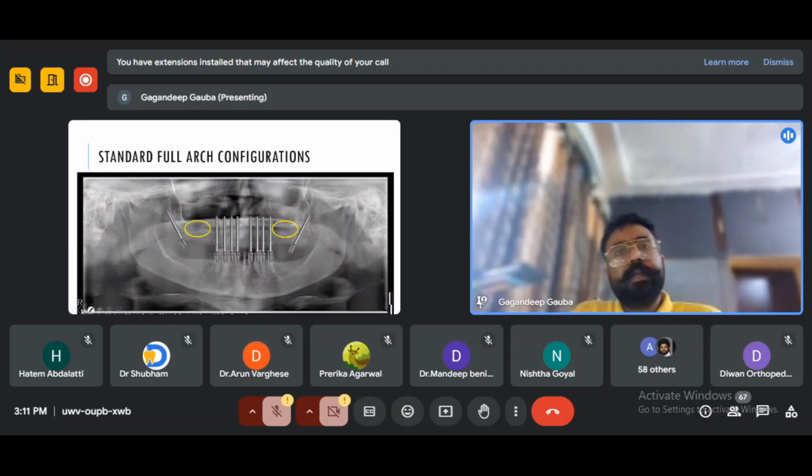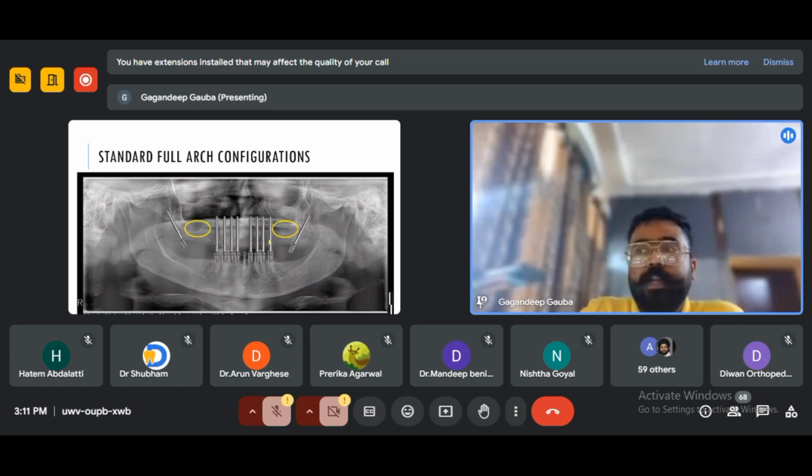So this is a standard full arch configuration in basal implantology. What we can see here is four implants on each side in the premaxilla, anterior to the maxillary sinus. We place eight implants, four in the first quadrant, four in the second quadrant, and we place two pterygoids distally, to avoid the cantilever.